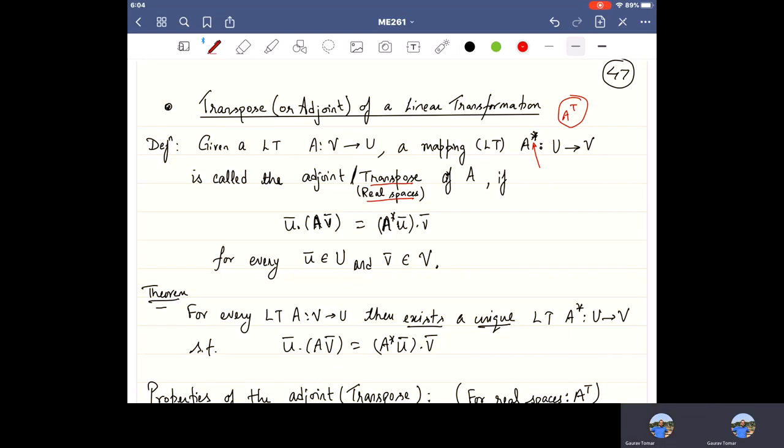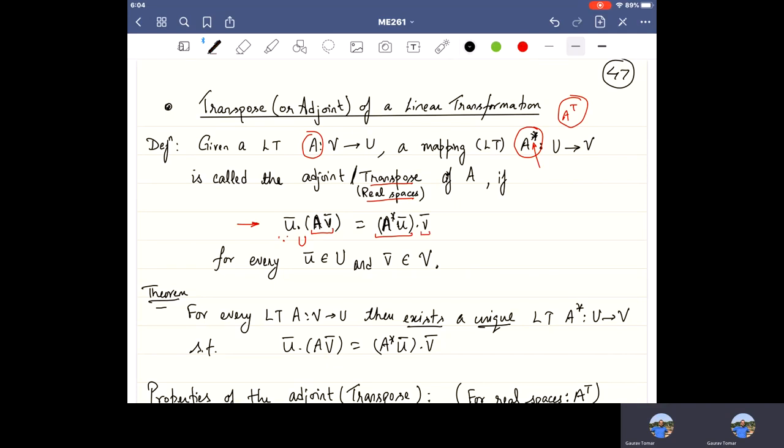Now, the way it is defined is this mapping is not just a random mapping from V to U, it's closely associated with the mapping A. So A and A star go together, and the way they are joined together in the definition is by this requirement, this condition. The condition is that a dot product in the U vector space between u and the mapped vector Av is the same as when you map u to the V vector space using A star and take a dot product with v.